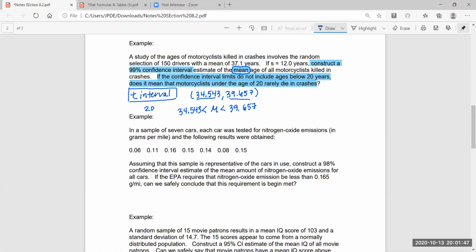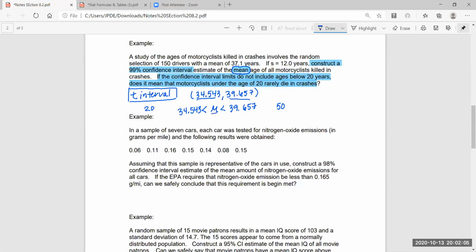Let's look at it this way. What about 50 years old? A lot of people my age, I know they get their Harleys. They wait, they get close to retirement, middle age, midlife crisis. Does that mean they rarely die in motorcycle crashes?